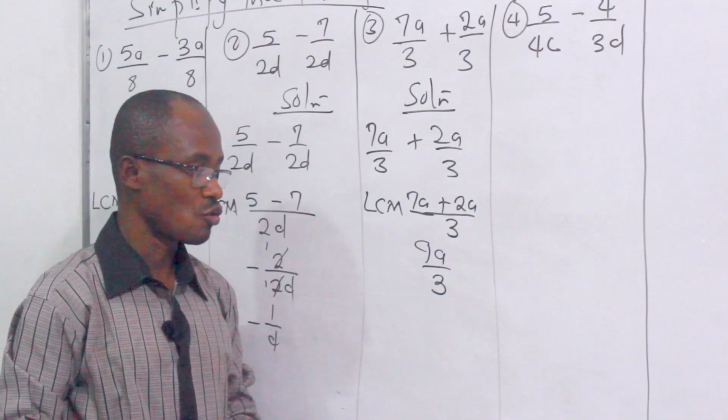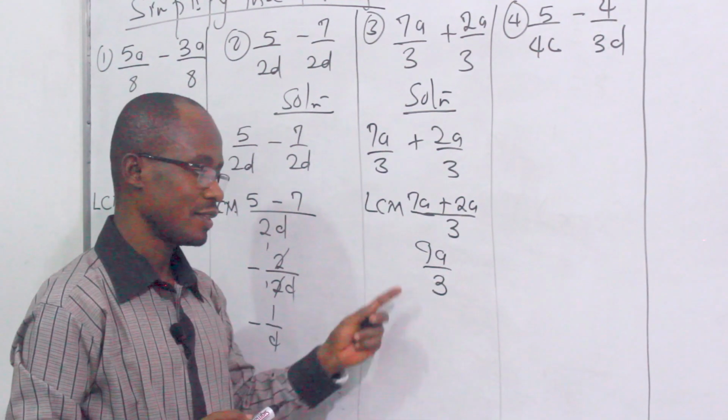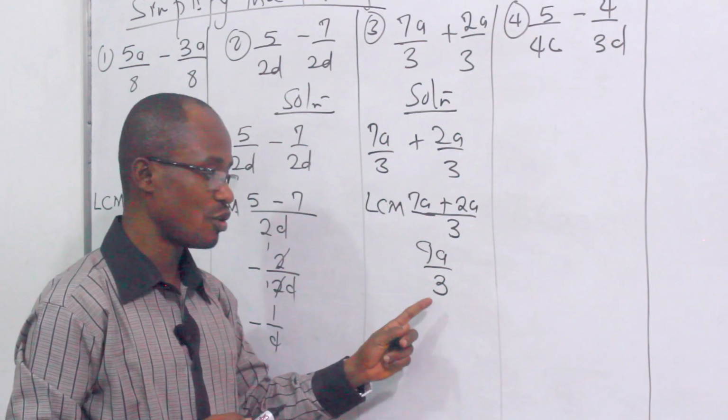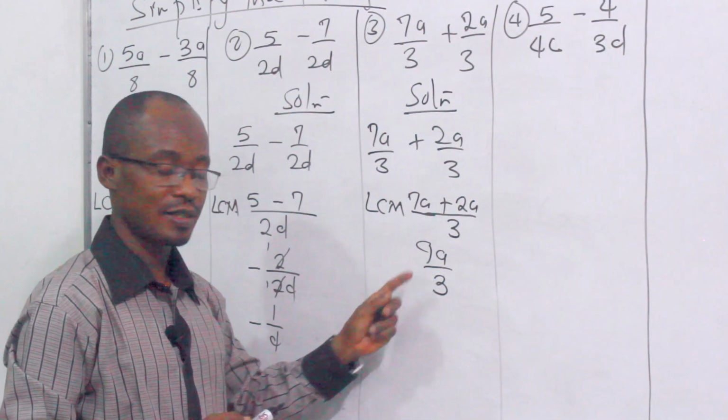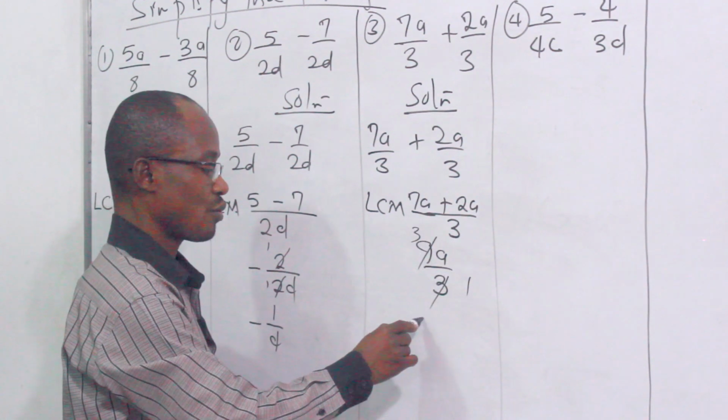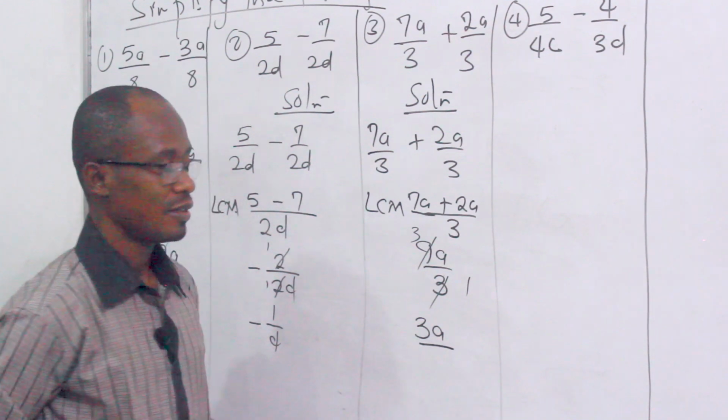So this fraction is said to be an improper fraction. Why? Because the numerator is greater than the denominator. Meanwhile, the denominator is a factor of the numerator. So 3 goes here 1, 3 goes here 3. So the result will be equal to 3a.